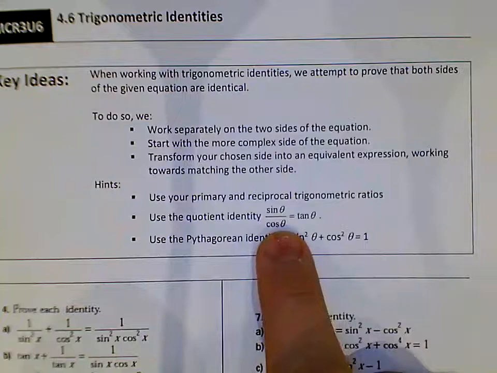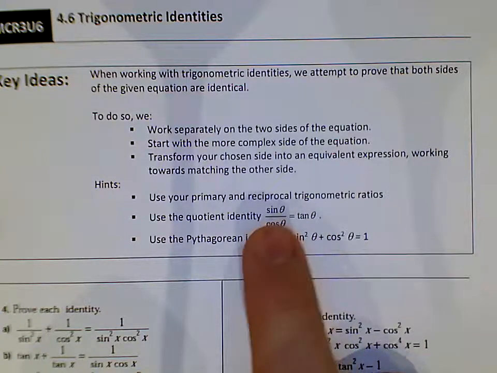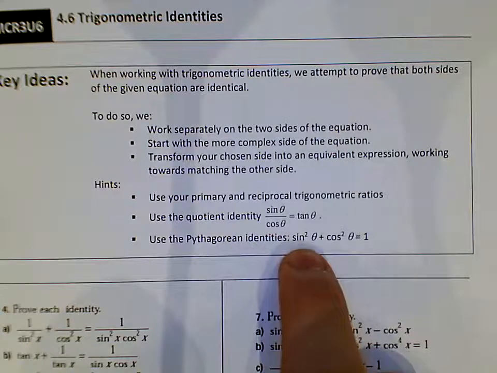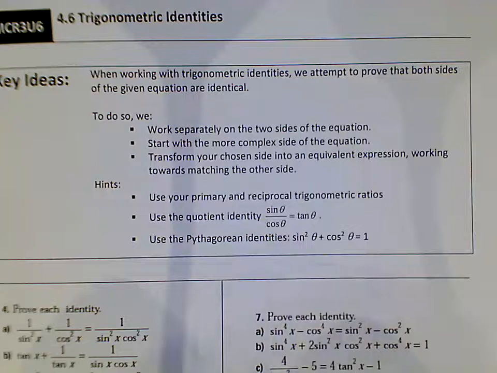You can use this quotient identity that we've talked about. Remember, tan of theta equals sine theta over cosine theta. And you can use this new identity, which we haven't talked about, but which is going to be quite useful. Sine squared theta plus cos squared theta equals 1.